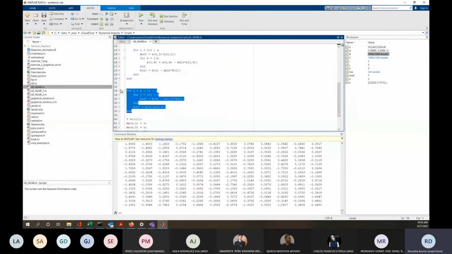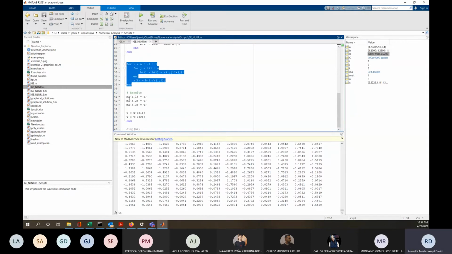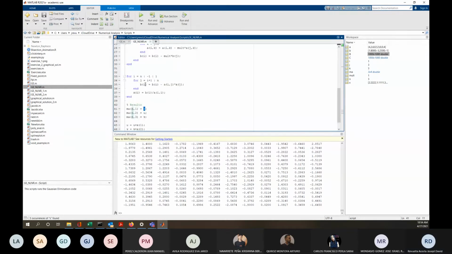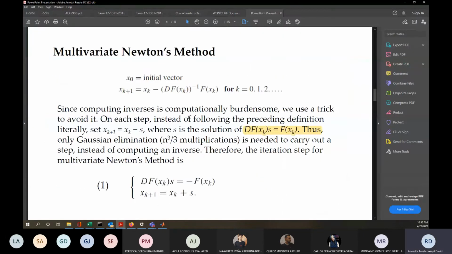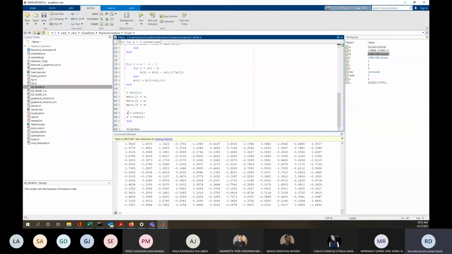This is the substitution. And then once I have the results, of course, for my first iteration, the first is my S. My S, remember, is my number of iteration. The second one is U, and the third one is V. And then this part is important. So if we go to the slides, remember that the second step is actually x k plus one is equal to xk plus s. So here in the MATLAB code, we have that u is equal to the current value of u plus x1.